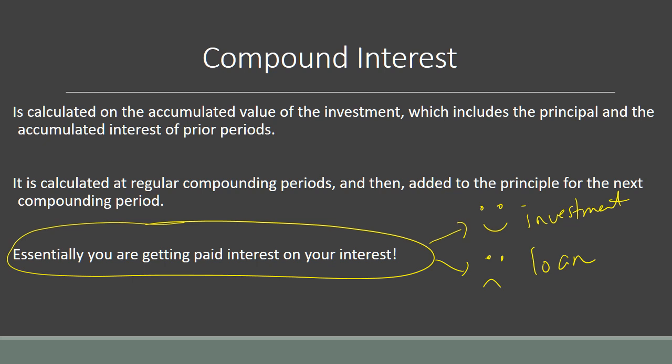So for an investment, you always want something that's compound interest. And for a loan, if you can avoid it, you don't want compound interest, or you want to make sure that you make your monthly payments or whatever the payment period happens to be. And whenever you can pay something off early, you always should.